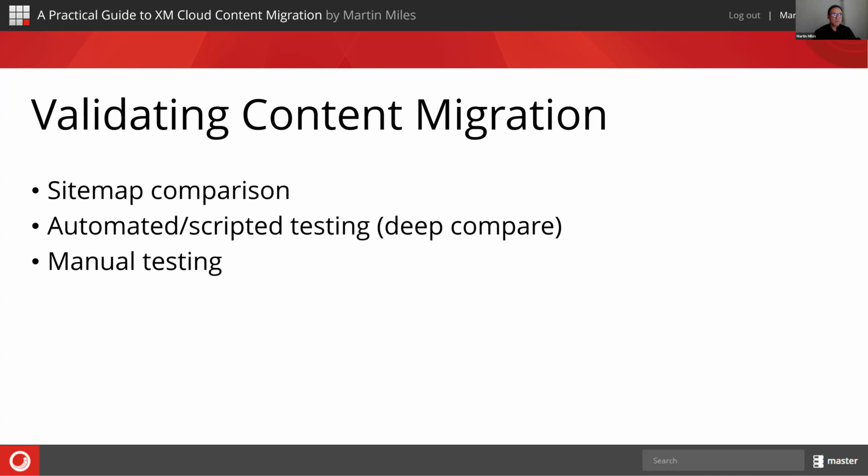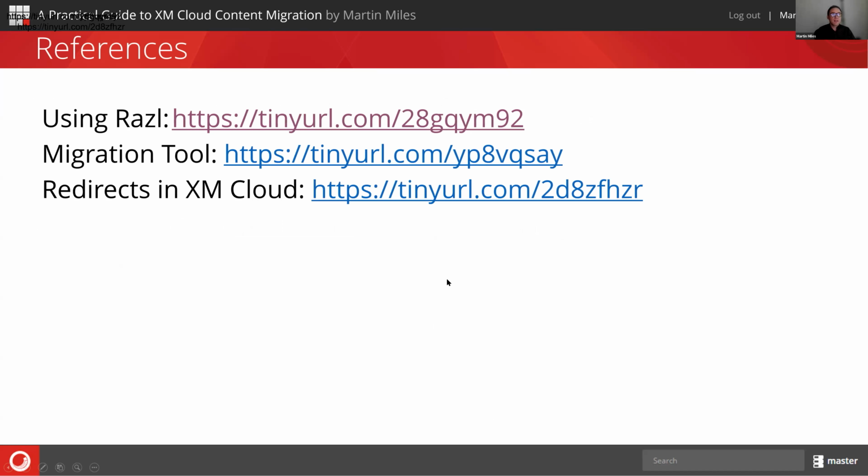Last but not least, manual testing should always be present. No automation will do whatever your quality assurance team can. Finally, these are the references for the tools, Razzle migration tool, redirects, and that was it from my side. If you got any questions, go ahead.